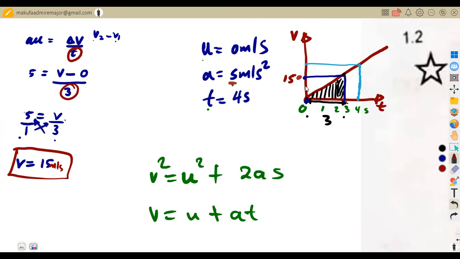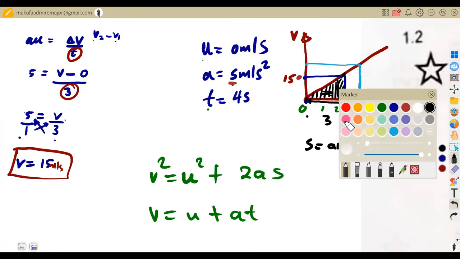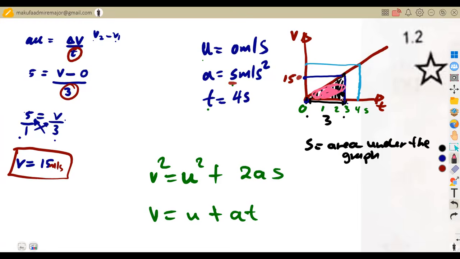If we know the value here, we are now back to the statement that I was saying. Displacement is the area under the graph. So we are going to take the area from this triangle, which is a right-angled triangle in this case. So our S is going to be considered as the area under the graph. All right, so let me have it this way. The shape that we are considering here is a triangle, this shape here. So we are considering the area of a triangle.